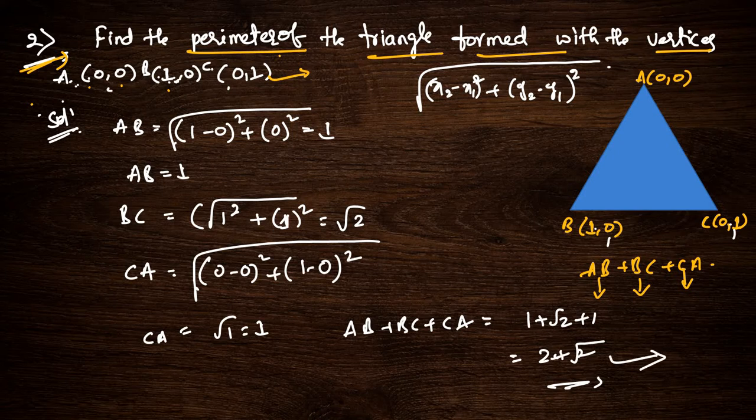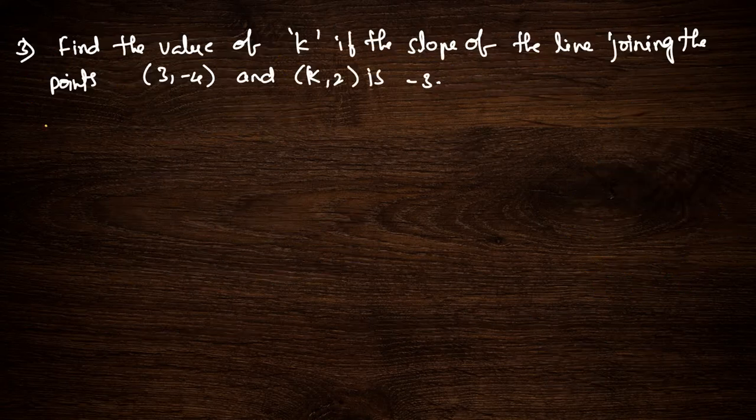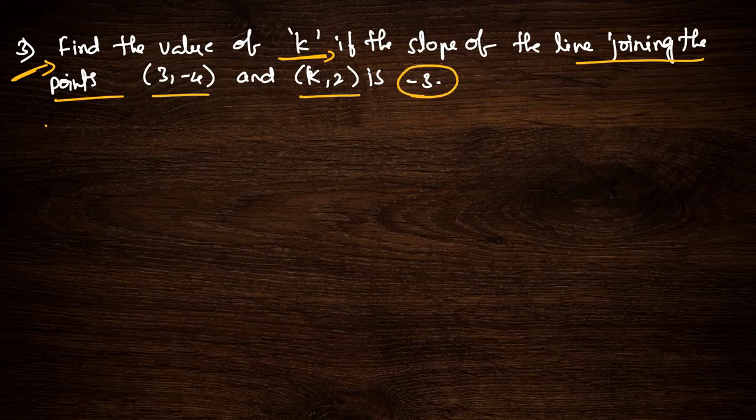Now moving to the third question. This will come for your 2 marks question maximum. Now the third question: find the value of k. He is asking us to find the value of k if the slope of the line joining the points (3, minus 4) and (k, 2) is equal to minus 3. So here the slope is given as minus 3.